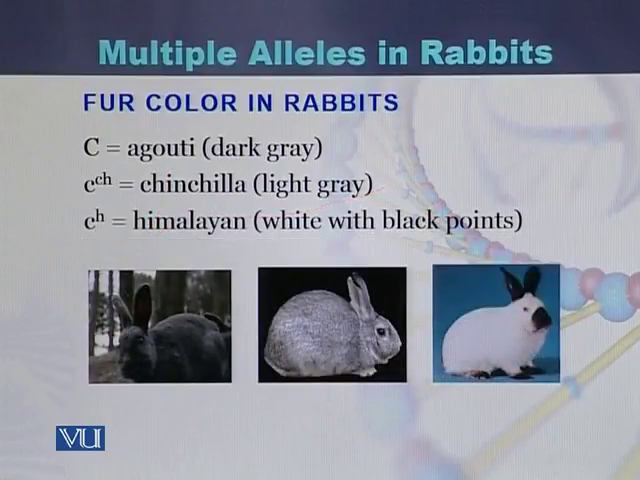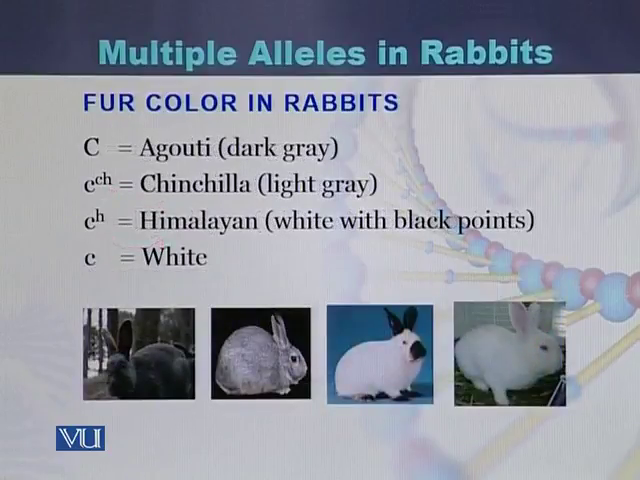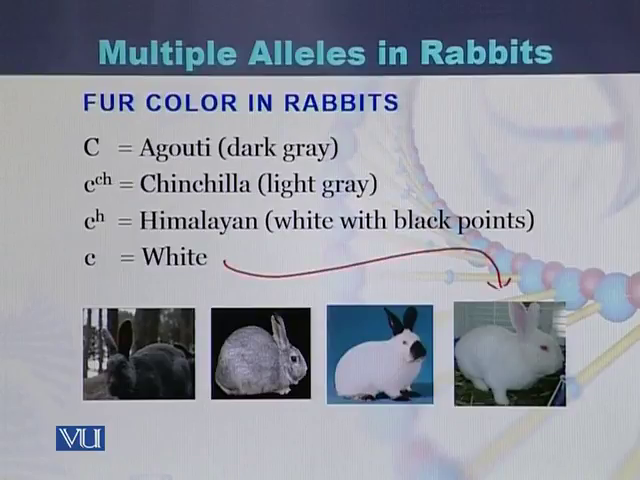Another comparison: C is for agouti, and if there is the CH allele, it will be chinchilla, and if there is only the H allele, then it is called Himalayan. Himalayan is a rabbit that has small black spots on the nose and on the feet. The fourth allele of the gene is white. If there is a C allele in the recessive form, then the fur color of the rabbit will be white or albino.